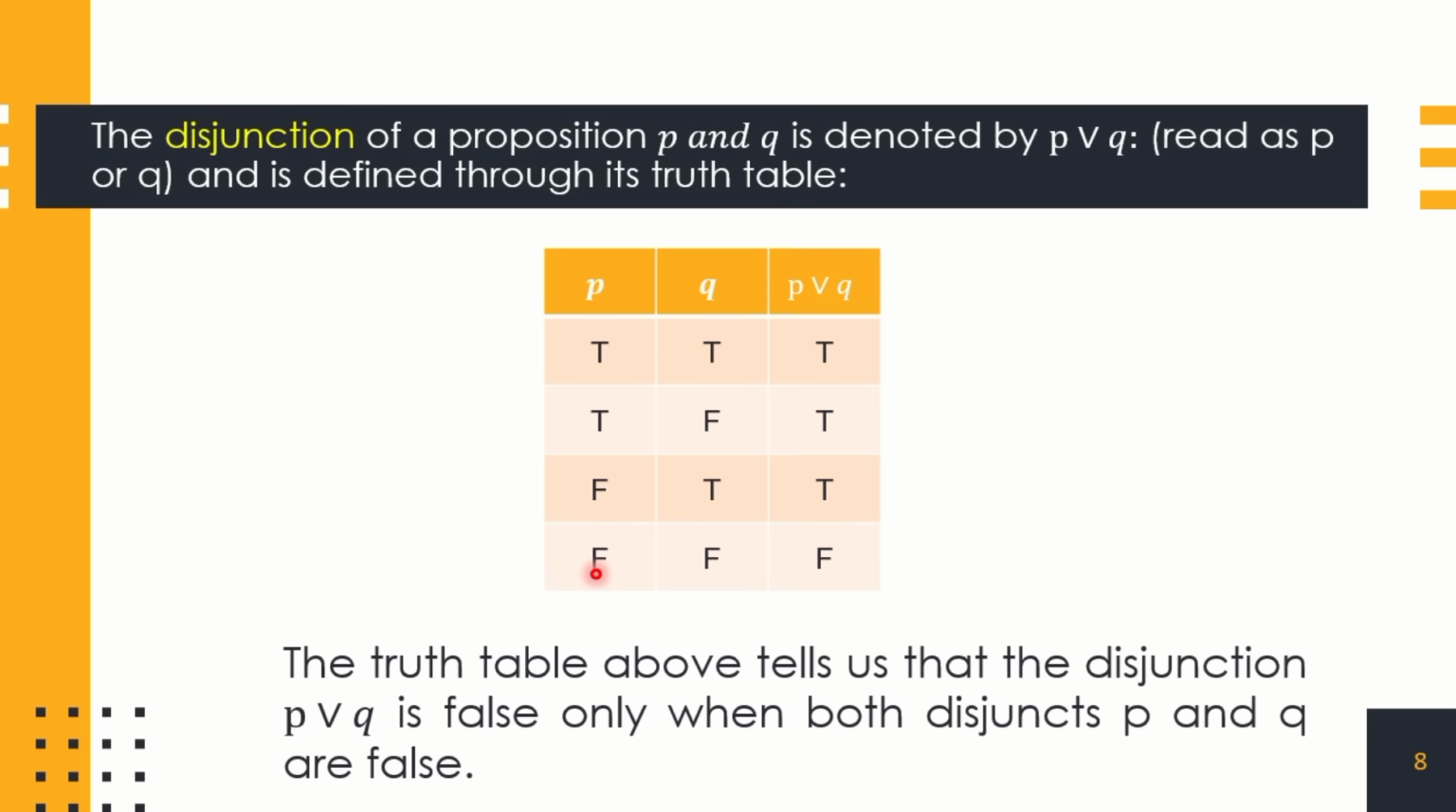So, except lang, no, the truth table above tell us that the disjunction P or Q is false only when both disjunct P, okay, and Q are false. So, tandaan, magfo-false lang, no, ang statement nyo kapag both P and Q are false. So, kung sa conjunction, lahat sila false kapag may isang statement lang nag-false. Pero kapag both P and Q nag-true, so true na siya. Dito, magpo-false siya kapag both P and Q are false. Okay?